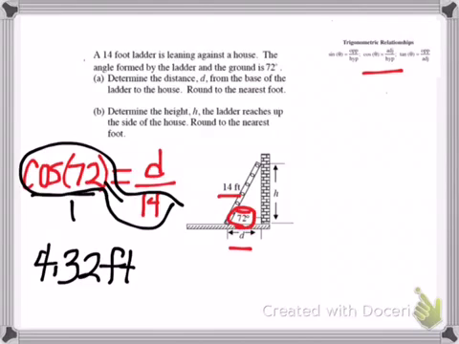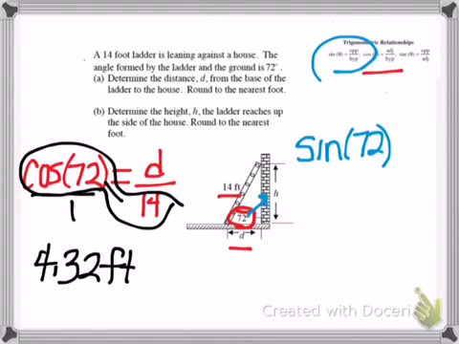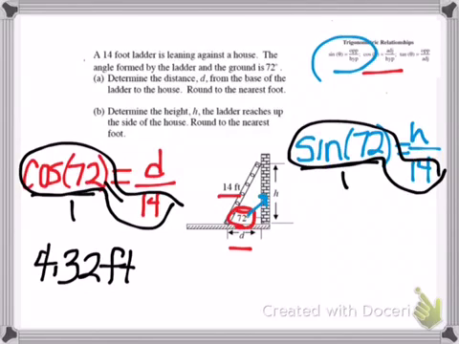That's part A. Part B wants me to determine the height the ladder reaches up the side of the house, round to the nearest foot. So I notice from 72, that would be my opposite side. So I'm going to compare my opposite side and my hypotenuse, which would be sine. So to answer B, I would say sine 72 equals my opposite side H over hypotenuse, which is 14. Again, I want to make it a proportion to solve the trigonometric ratio. So I'm going to multiply sine 72 times 14. So that gives me the height of the building is 13.3 feet.